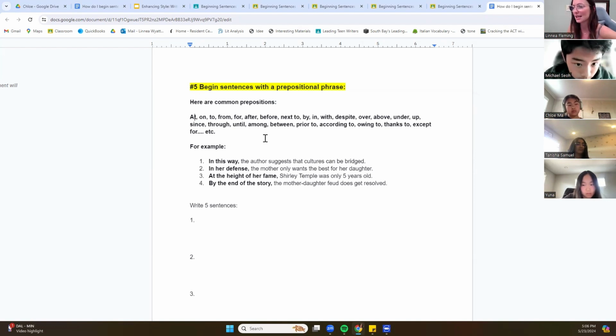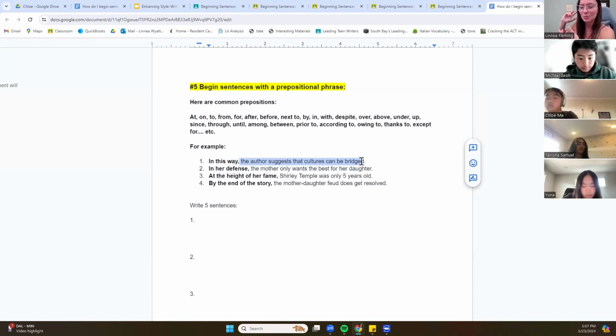So easy. Instead of saying the author suggests that cultures can be bridged, why not add a little preposition before it? In this way, this shows that this person was actually relating this sentence to some sentence that came before it. Hey, that's called flow. Flow. When you're referring back to a previous sentence. That's cool.